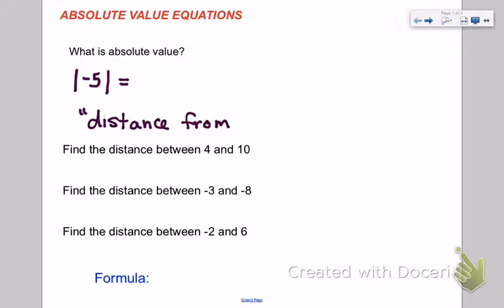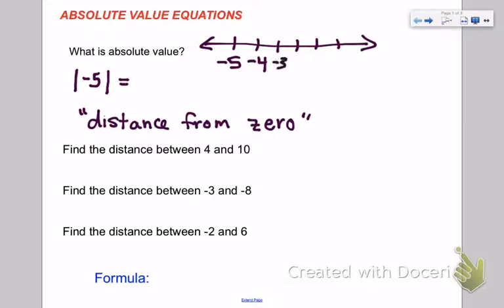So what is absolute value? Absolute value is distance from 0. And so if we look at the absolute value of -5, and we have a number line, say 5, 4, 3, 2, -5, and we go up 1 every time. If it's the distance from 0, we're measuring how far it is to get from -5 to 0. And that is actually +5 units.